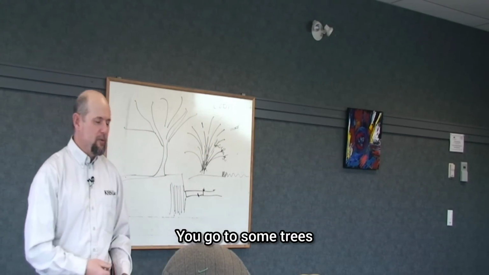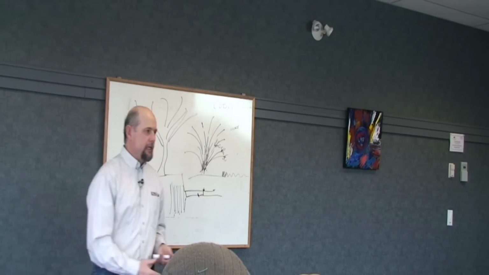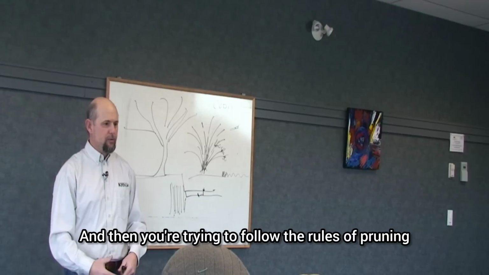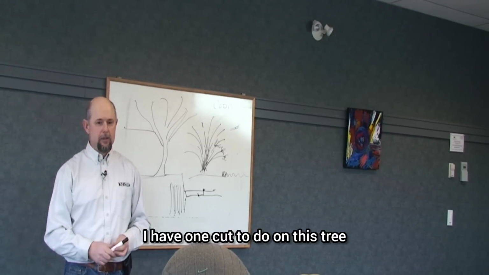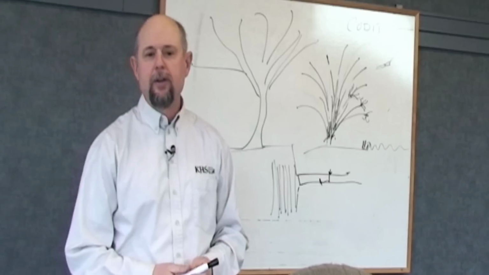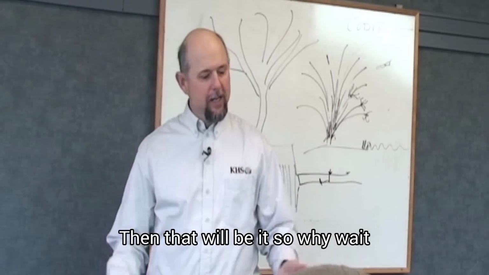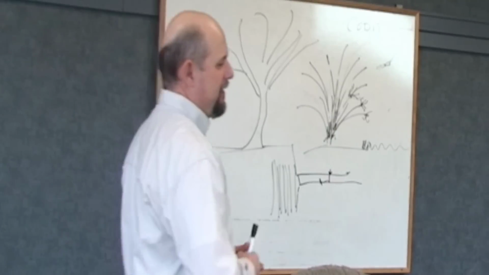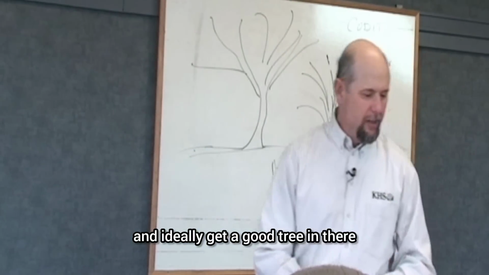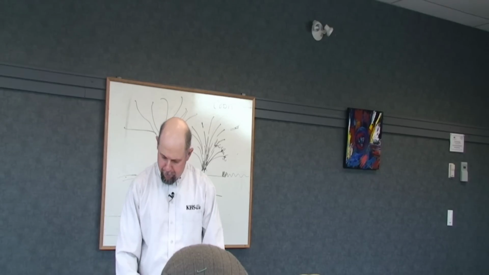You go to some trees where people have hacked them and they've cut the ends off them and they've done everything wrong, and then you're trying to follow the rules of pruning, so you're going like, well, I have one cut to do on this tree and it's about 6 inches off the ground, and that'll be it, man. Let's get a new one in here. And why wait, like just identify it and make a decision, and ideally get a good tree in there. So yeah, I'm with pruning.